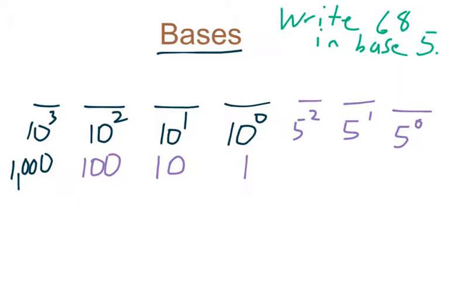all I would need to do is determine what each of those place values are. So what is this place value? What is that? What is this? Just do the math. 5 to the 0 power is 1. 5 to the first is 5, and 5 to the second is 25.